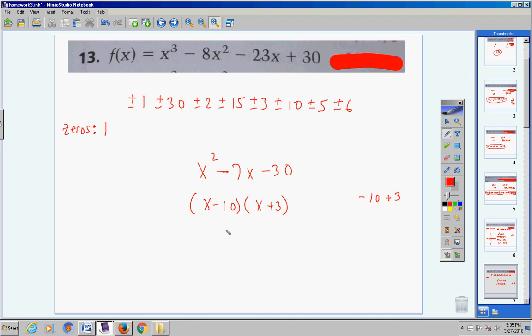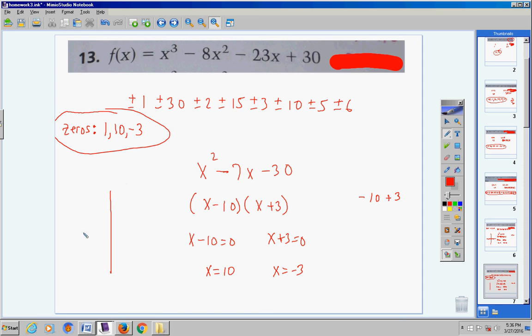Okay? Now, take each group and set each group equal to 0. Bring your -10 over and make it positive. Bring your 3 over and make it negative. So there's the rest of your zeros. 10 and -3. How do I know I'm finished? Because there's nothing left to break down anymore. You broke this down. There's nothing left. There are your zeros. So if you were to graph this, you would have an x-intercept at 1, an x-intercept at 10, and an x-intercept at -3.